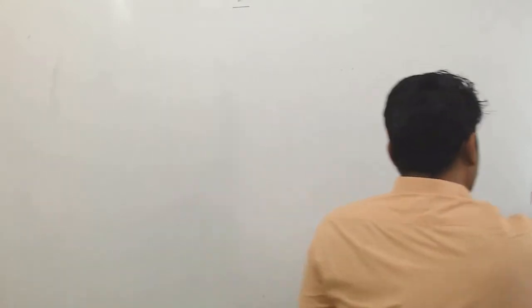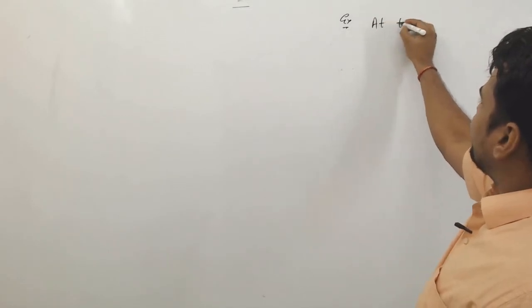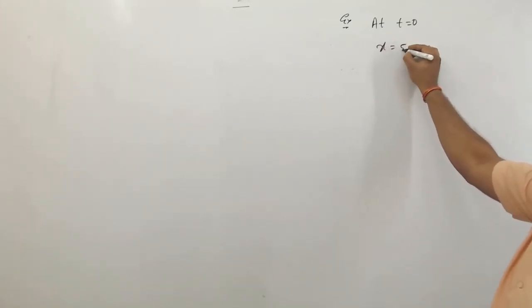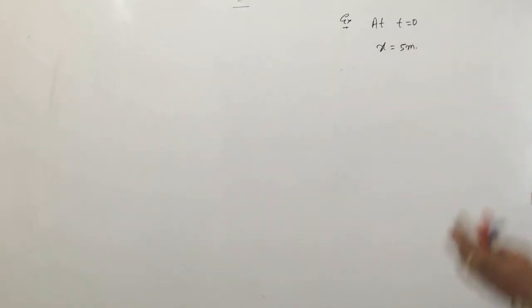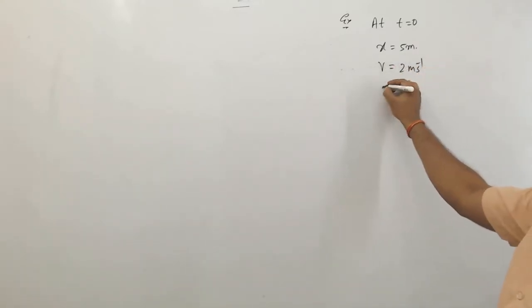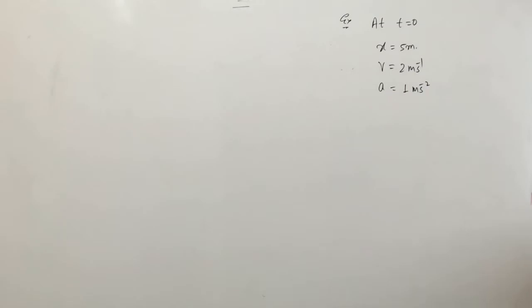Let us start with a simple question. Let's say, as an example, at time t equals 0, the object is at a position of maybe 5 meters. It is moving with a certain velocity and a certain acceleration. Let's suppose the velocity is 2 meters per second and the acceleration may be 1 meter per second square, or we can choose a different acceleration.